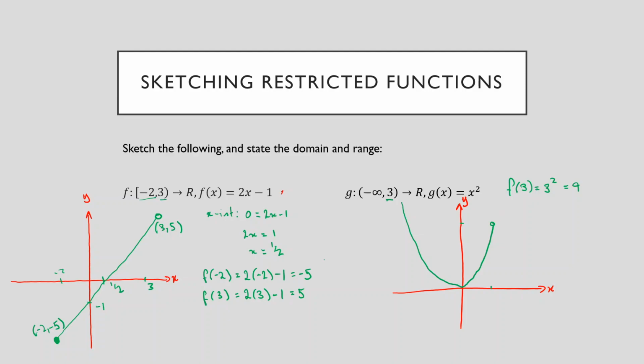Label your endpoint, 3, 9. You might want to put an arrow there just to indicate that it does go on forever. And that's it. That's your drawing. So make sure you follow that list of steps that will aid you in drawing these restricted functions.